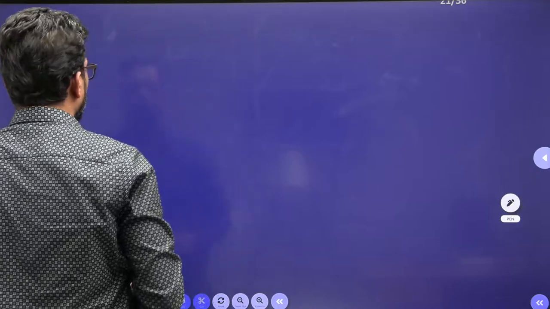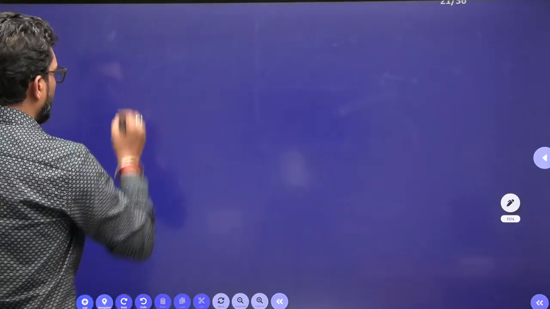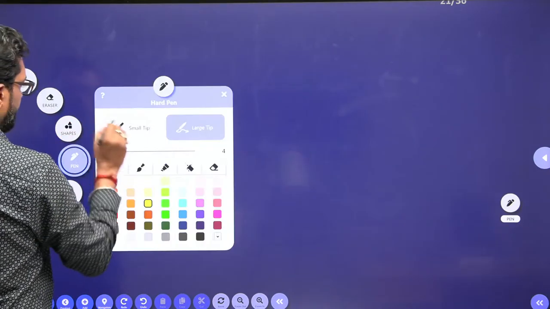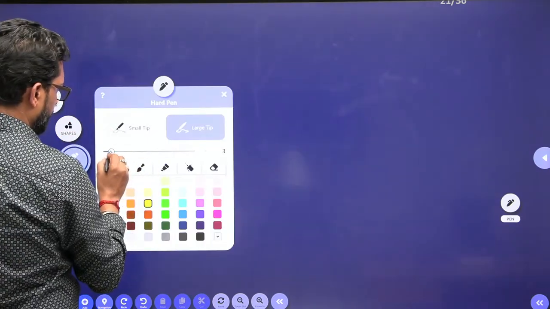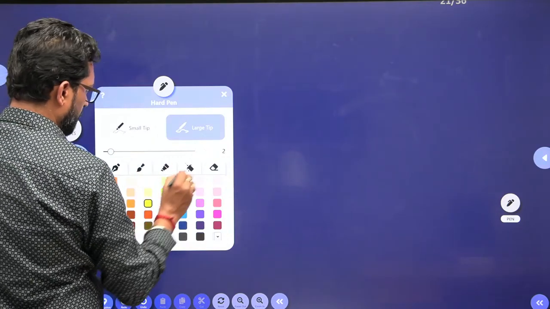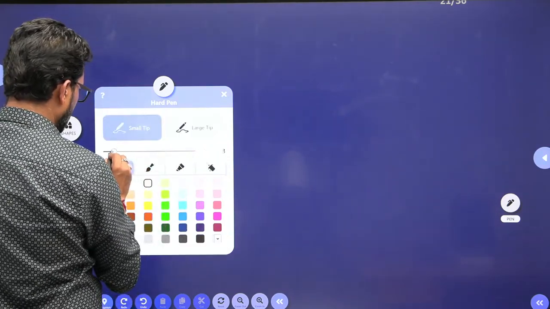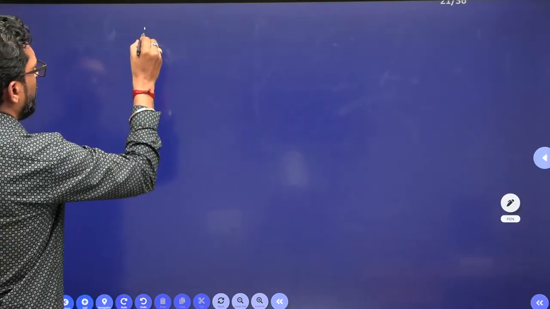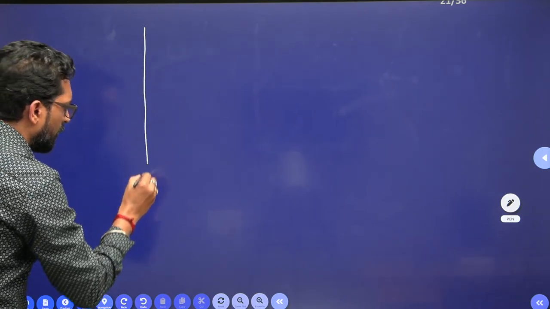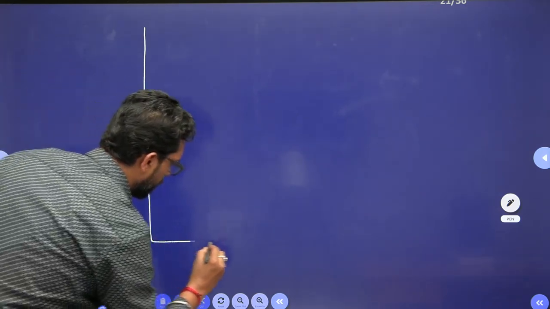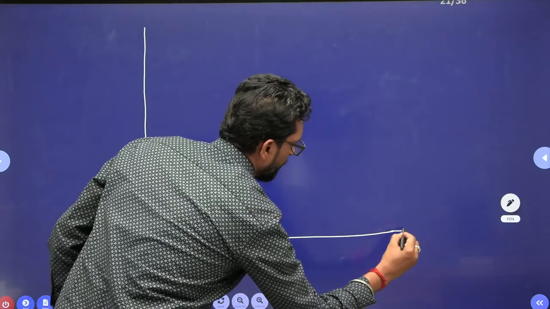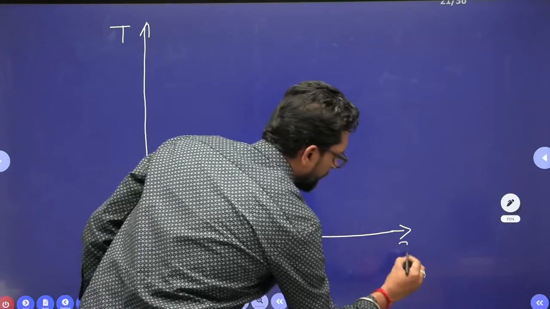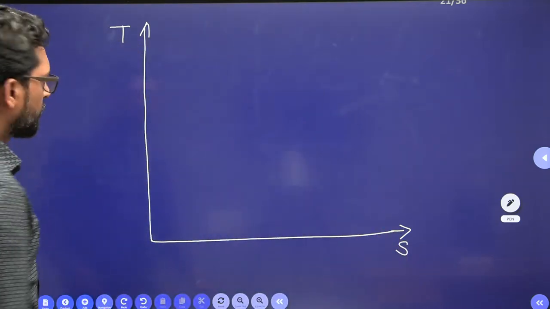Okay. If you draw a little bit smaller, see, this one is now okay. This is your T-S diagram, T and S. No problem, it is visible.